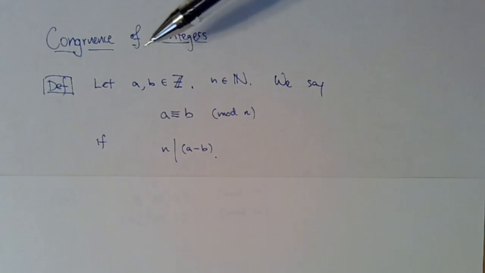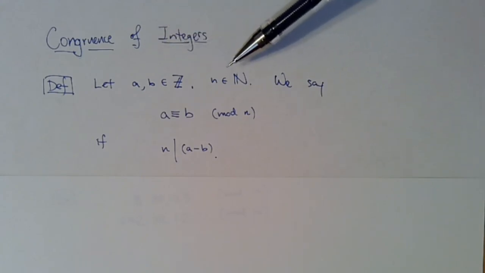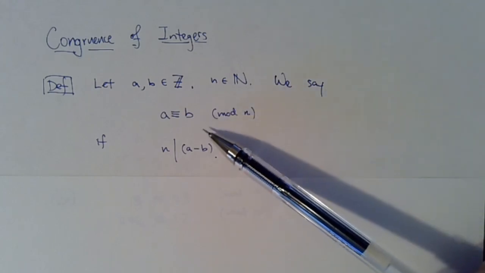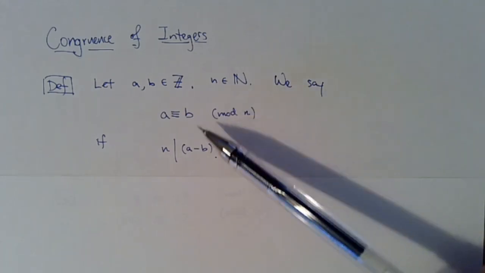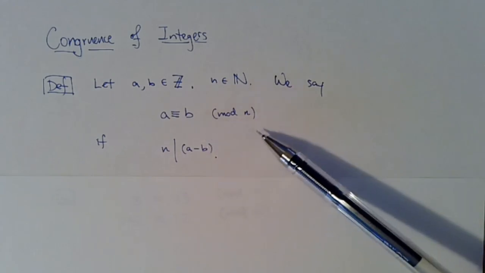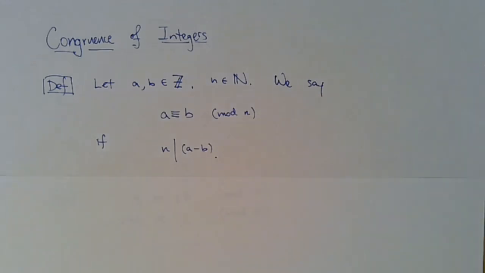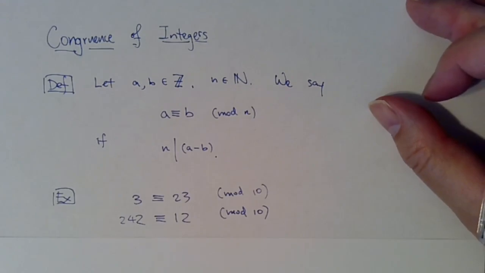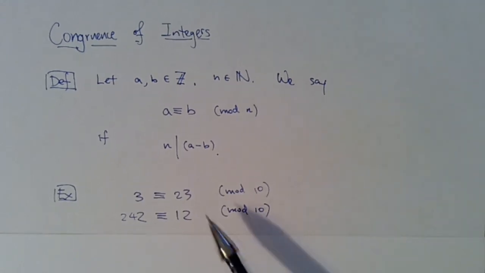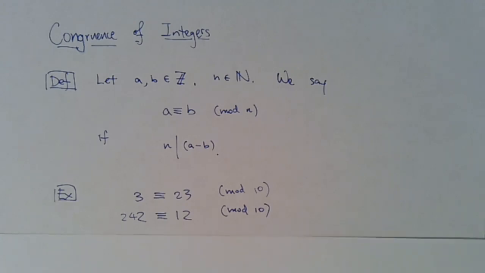Today we're going to learn about congruence of integers. Given two integers a and b, and given a natural number n, we say that the two integers a and b are congruent modulo n if n divides the difference. For example, 3 is congruent to 23 mod 10 because their difference is 20, and that's a multiple of 10, and 242 and 12 are congruent mod 10 because their difference is 230. Well, one of them is negative, but the divides will take care of that.